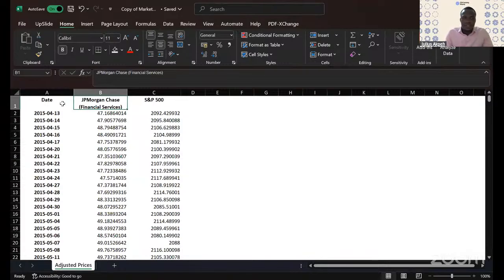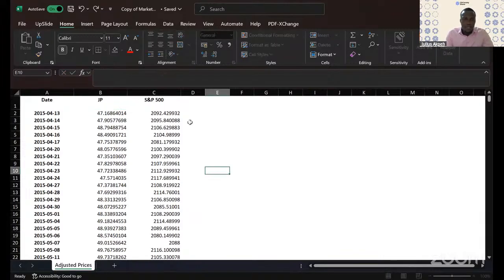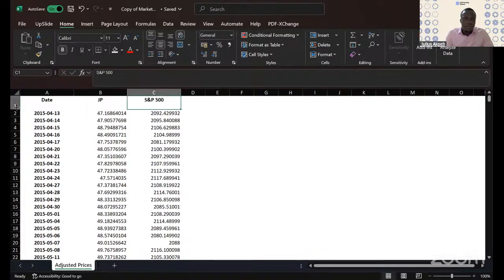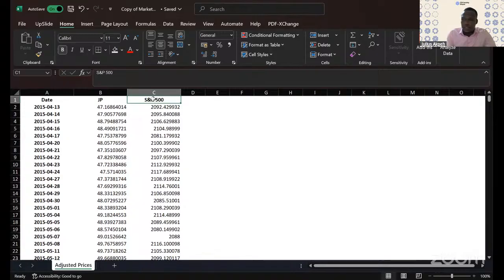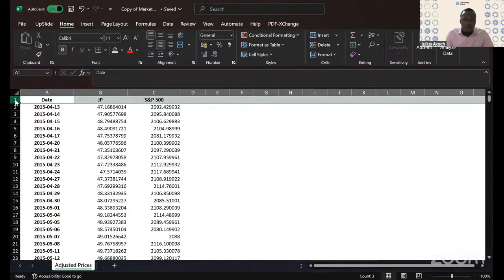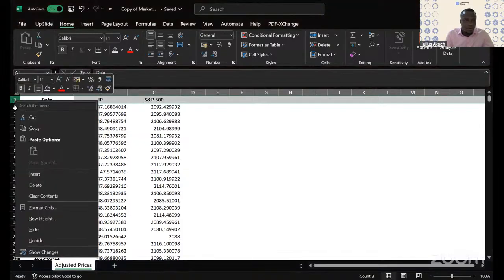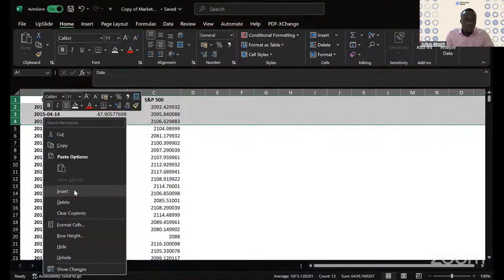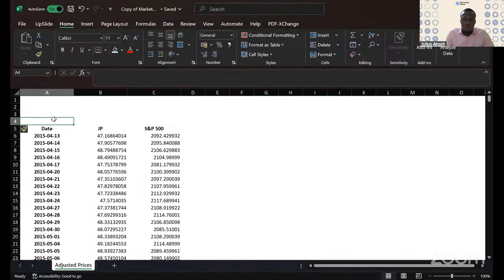So I have my date here, and I have my stock here, which is JP Morgan, and I'm just going to call this JP, right? And the S&P 500 here, I'm going to call it the index. Yeah, maybe I can just leave it at S&P 500, right? I want to shift this 4 steps down. And what I want to do here is call this daily spot price.